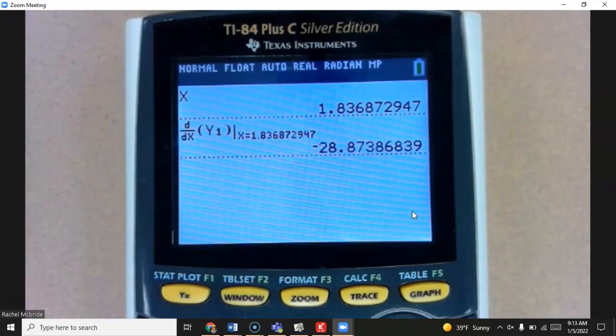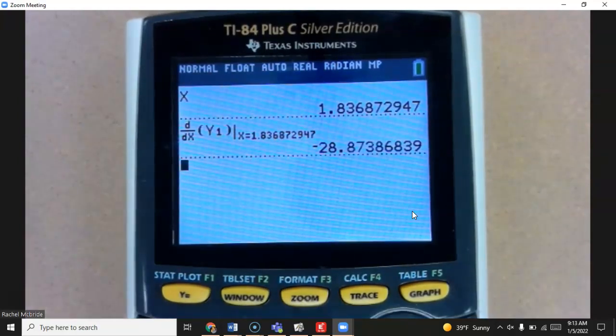So the acceleration of the bug when the velocity is -1 is negative 28.873 units, whatever, squared.